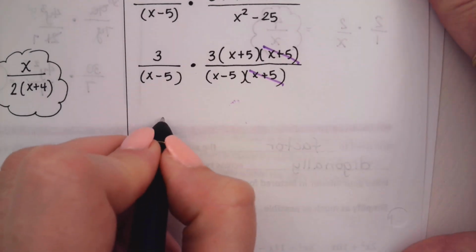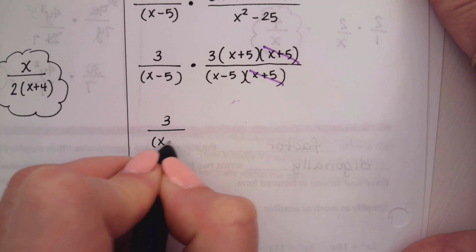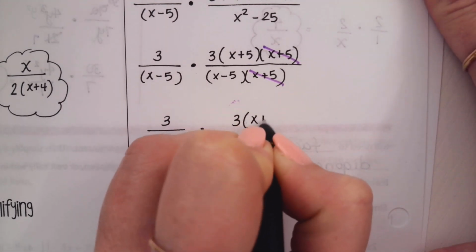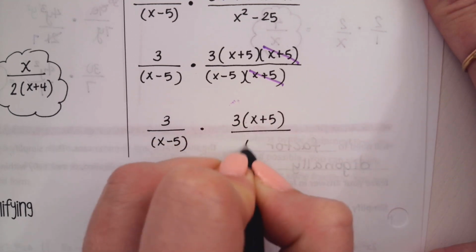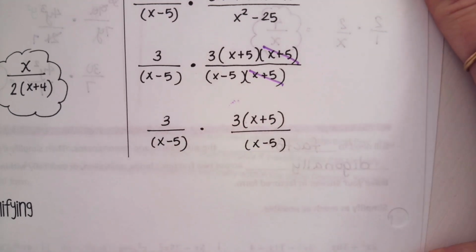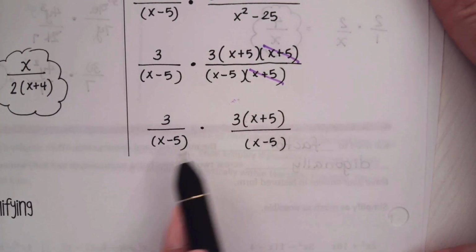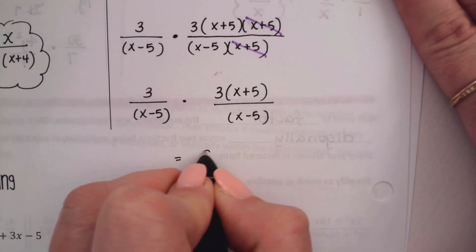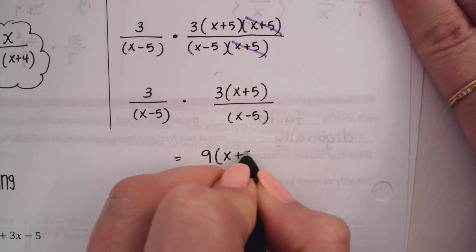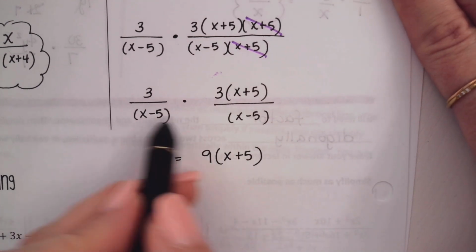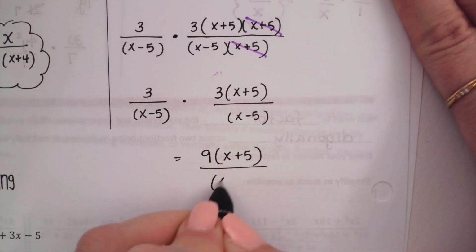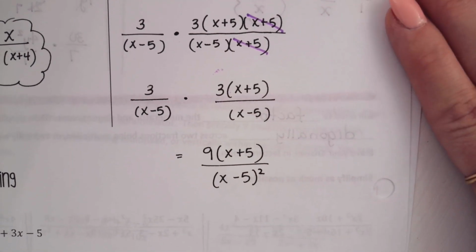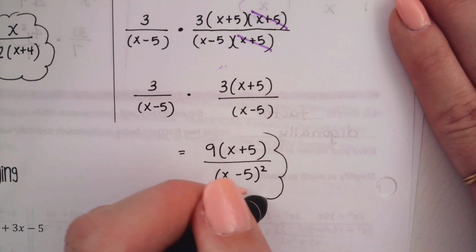Okay, so now my first fraction is still 3 over x minus 5. My second fraction is 3 times x plus 5 over x minus 5. So when I go to do top times top, bottom times bottom, we'll have a 9 times x plus 5. And on the bottom, we just have 2 of those x minus 5. So x minus 5 squared, as long as x is not equal to 5.